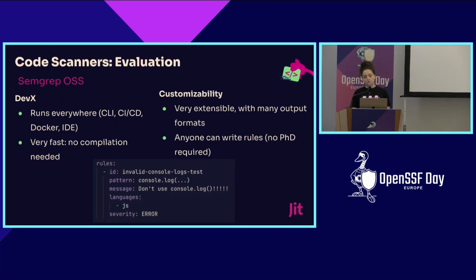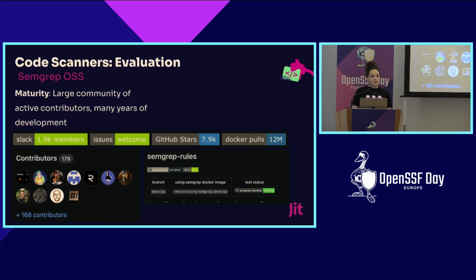From a dev experience perspective, you can run semgrep open source literally anywhere, in the CLI, as part of your CI/CD, in a Docker container, and in the IDE as well. Also, it's extremely fast. You don't need to do any compilation here. In terms of our ability to customize it, it's very extensible. It has many output formats, and it's super easy to write rules for semgrep open source, so you don't need a PhD to do that. Finally, maturity-wise, semgrep open source has a large community of active contributors, and it has many years of development around it.